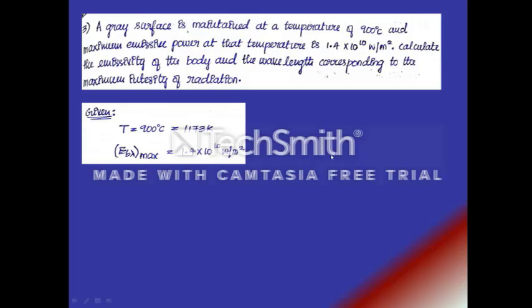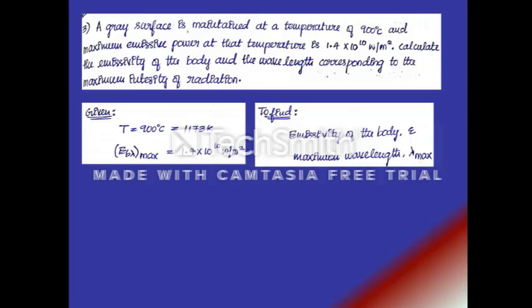We have to calculate the emissivity of the gray surface. Because it is a gray surface, it will have a finite emissivity less than 1. Just to recall, the emissivity of a black body is equal to 1 as it is defined based on a black body. So any real body, or any gray body, will have an emissivity less than 1. That you have to calculate. Then lambda max you have to calculate. Let us proceed.